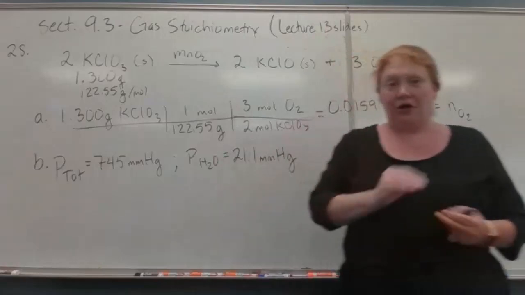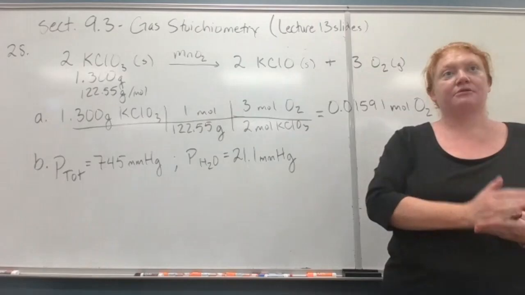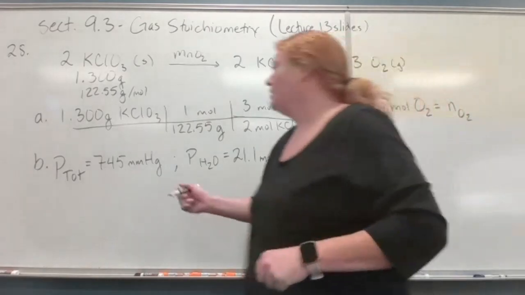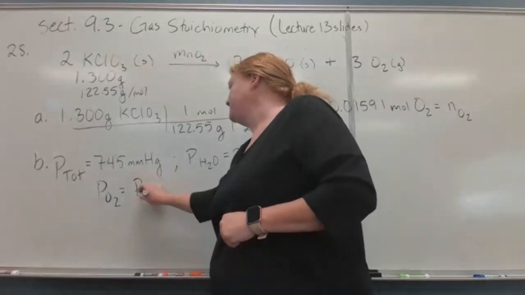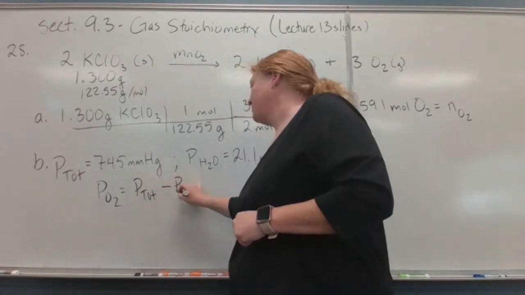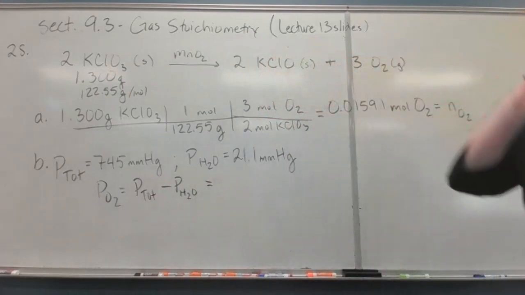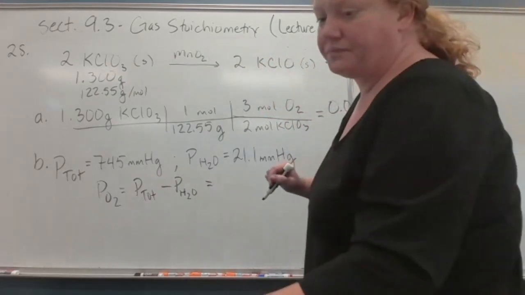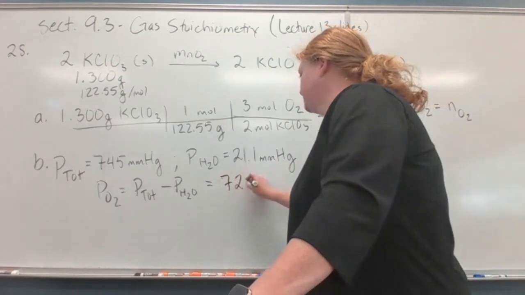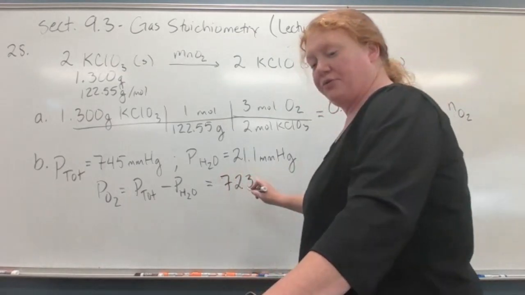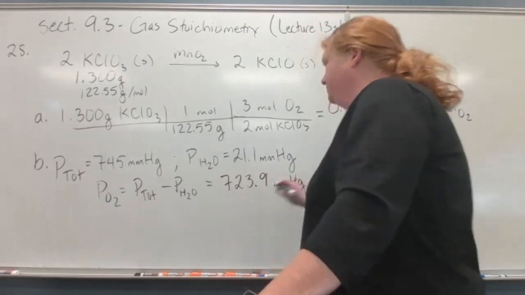In order to calculate the volume of just oxygen, I have to have the pressure of just oxygen. And so total minus the water vapor, right? 723.9 millimeters of mercury.